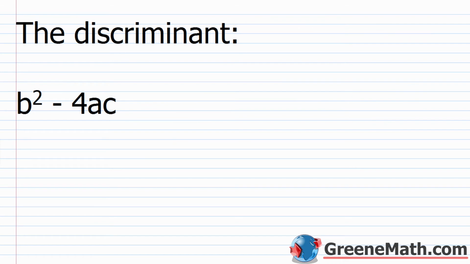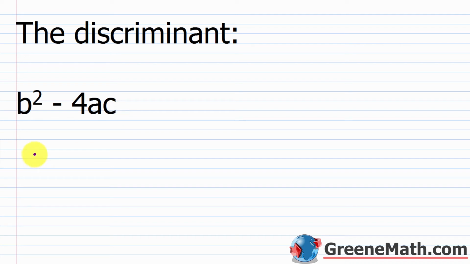All right, let's talk a little bit about the discriminant. So the discriminant is basically the b squared minus 4ac. It's the part of the quadratic formula that's underneath the square root symbol. So essentially, by looking at the discriminant, we can get a lot of information. We'll know the type of solution we're going to get, whether it's real or imaginary, and we'll also know the number of solutions we're going to get.